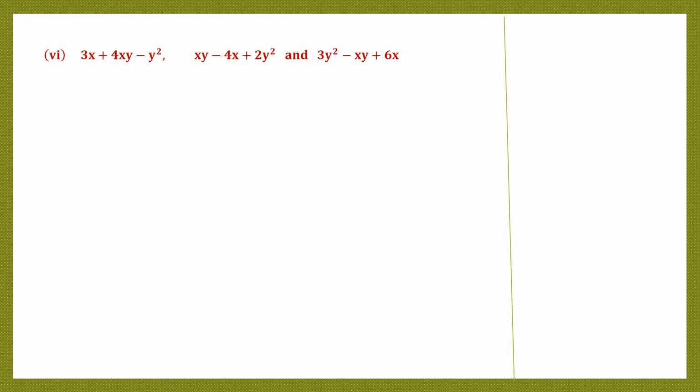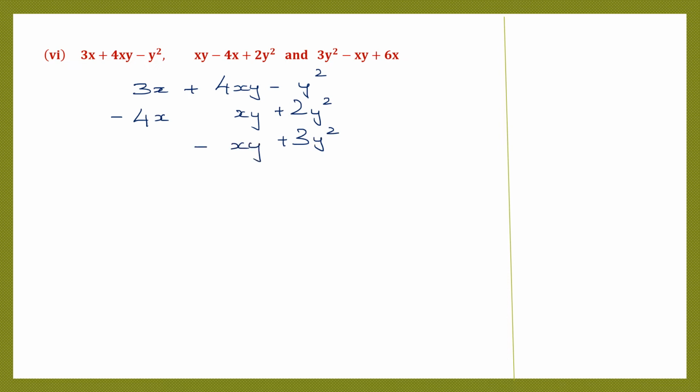Next question. Let's write it down again in order in vertical columns. 3x plus 4xy minus y square. Then we have xy minus 4x plus 2y square. Then we have 3y square, that will be plus 3y square minus xy plus 6x. Okay, let's fill in with whatever is missing and start our working.